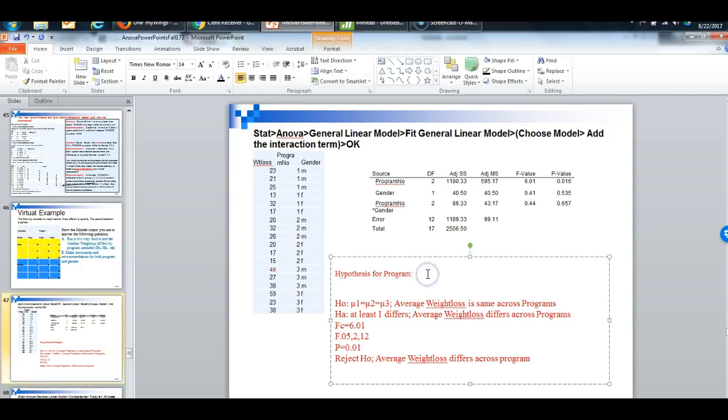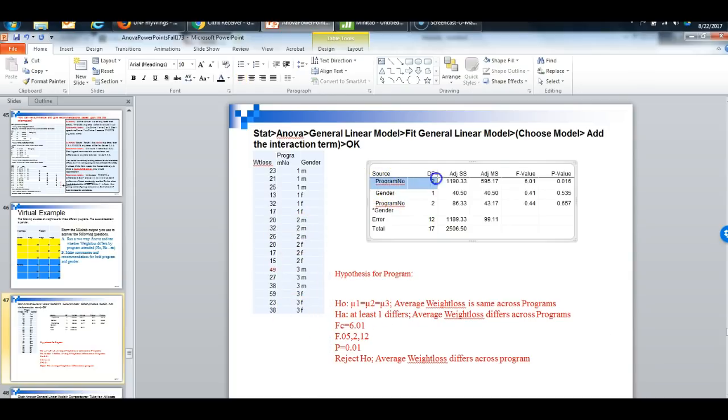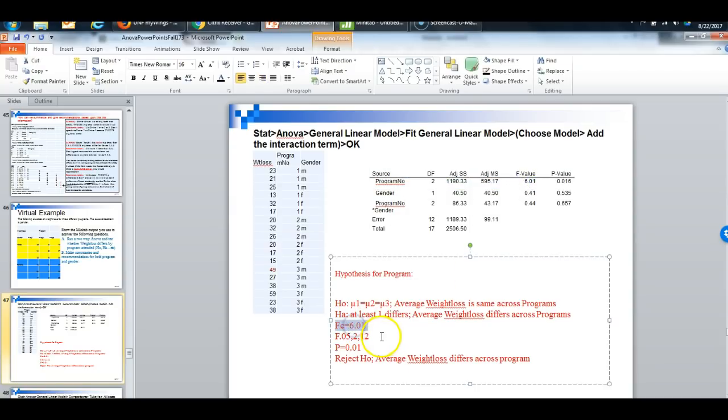So let's do the hypothesis for program. Average weight loss is the same across program. It differs across programs. My F computed, where did I get this 6.01? This is a hypothesis for programs, the type of program that you used, 1, 2, or 3. My F computed is going to be right here. That F value 6.01. My table value is for 2 and 12 degrees of freedom. P-value, reject. Average weight loss differs across program.